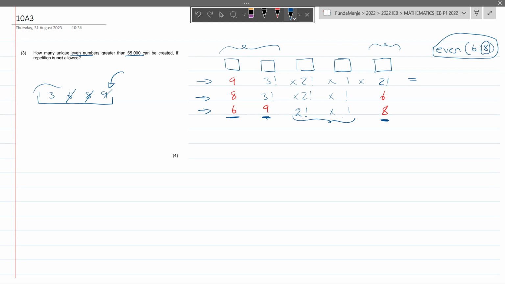So if we multiply this out, this will give us 12. Actually, remove the factorials here. That was a mistake, except for this last one, since 2 factorial is still 2. So we can leave it like that. 3 times 2, that's 6, times 2, 12. And then 3 times 2 gives us 6. 2 times 1 gives us 2. If we add this up, it's 12 plus 6 plus 2, that'll give us 20 different combinations for which the numbers will be both even and greater than 65,000.